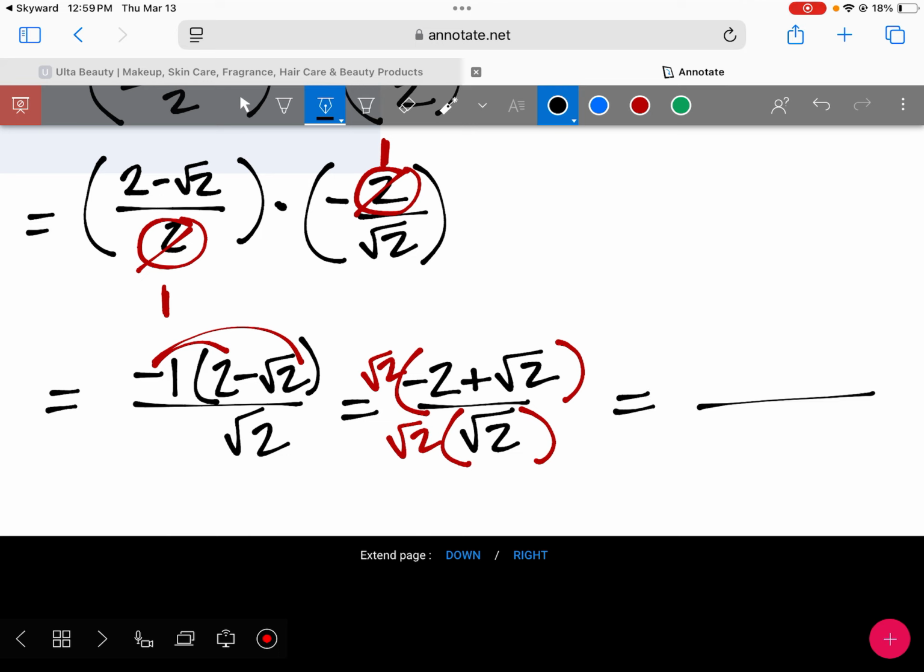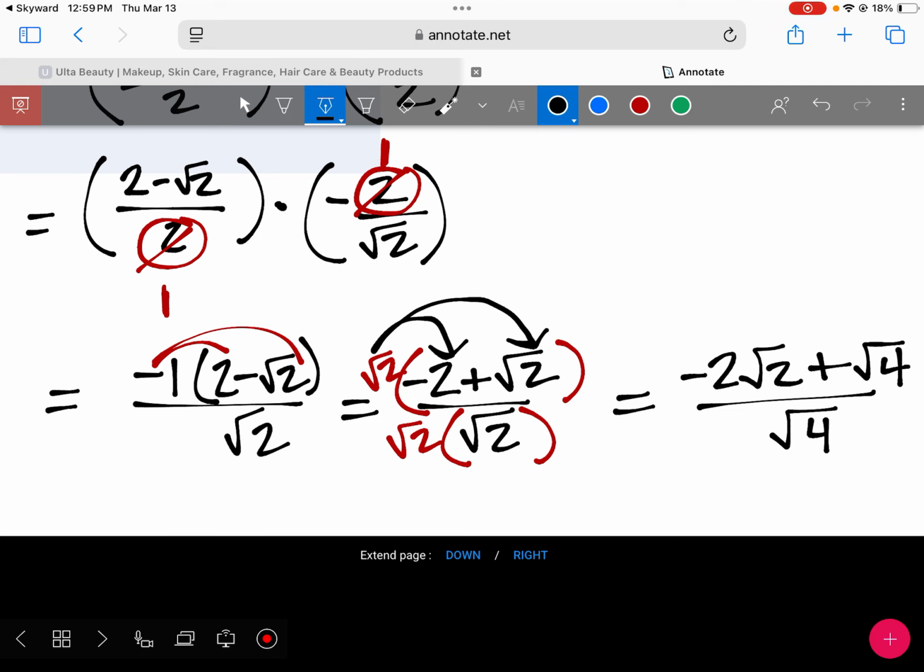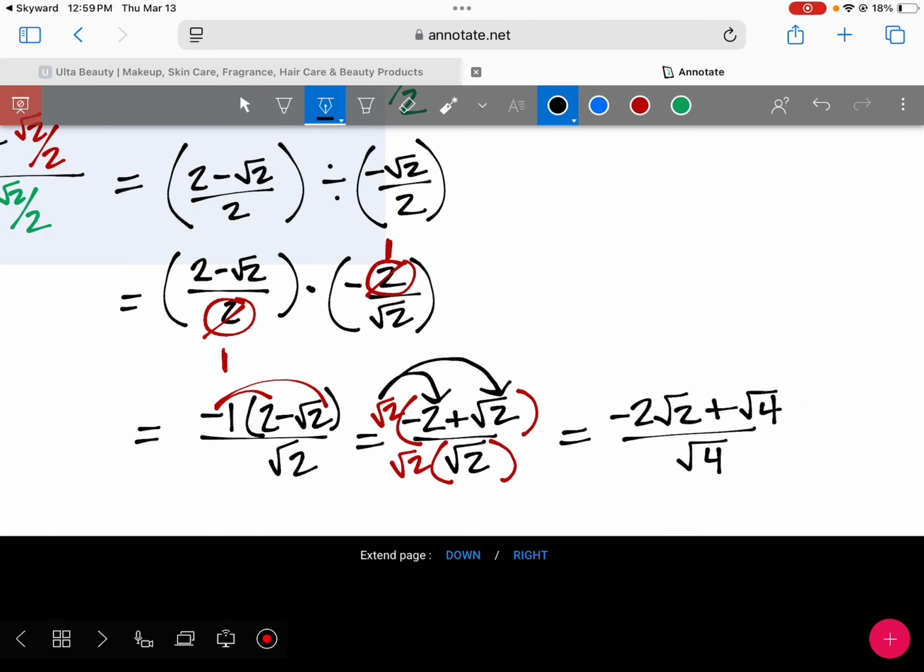Which is going to give me, when I multiply here, -2 root 2 plus root 2 times root 2, which is the square root of 4, all over the square root of 4. I'm just showing all of my steps. I'm doing a little bit more than I would probably do, but I want everyone to understand where every piece is coming from, and that's where we are.